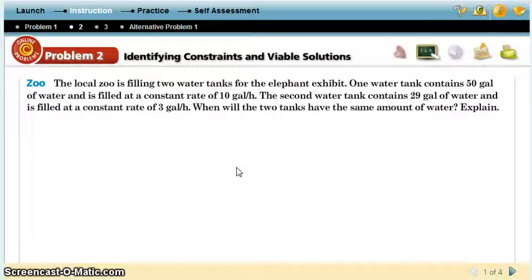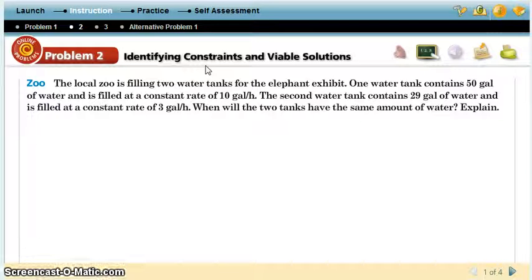Okay, they're both increasing at a certain rate. They both have water in them right now. We want to know, when will they have the same amount? Okay, so one thing that we have to think about first are our constraints. So my question to you is, what numbers can we not have?